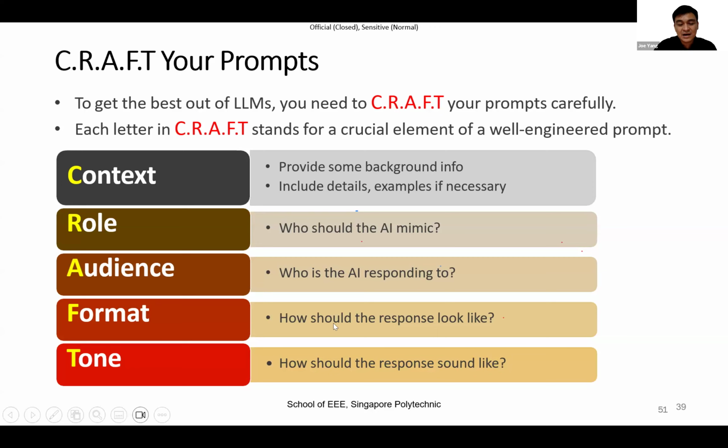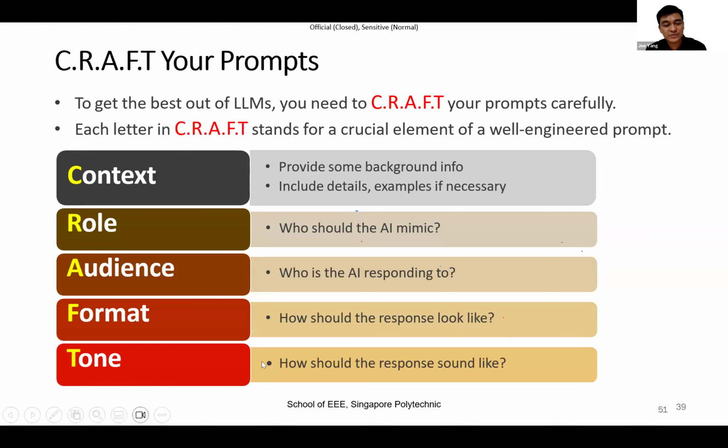And format: how should the response look? You can format the response in table format, or in text format, or maybe a mixture, and so on. So you can also define the format of the output. And next, tone. You can also set the tone, for example a high tone, low tone, or middle tone. You can set it in the AI large language model.